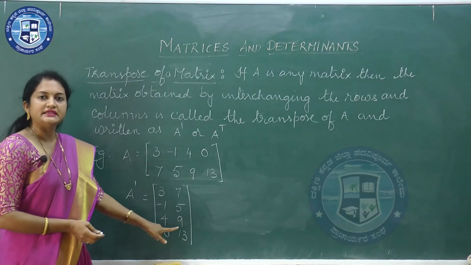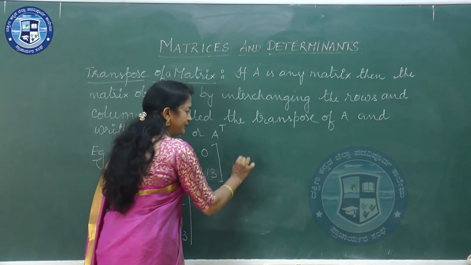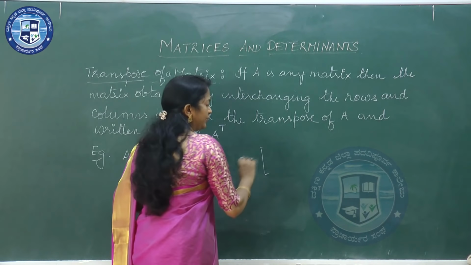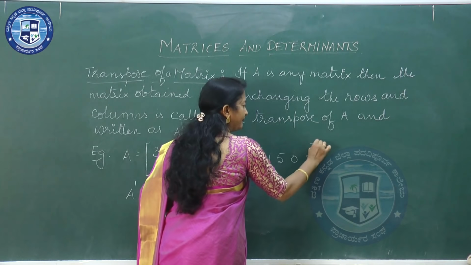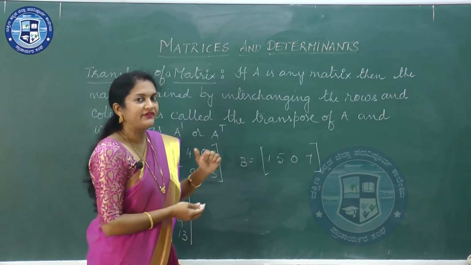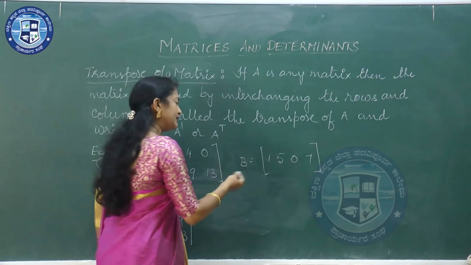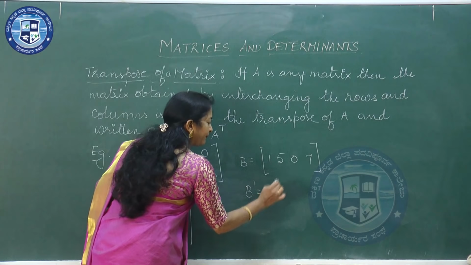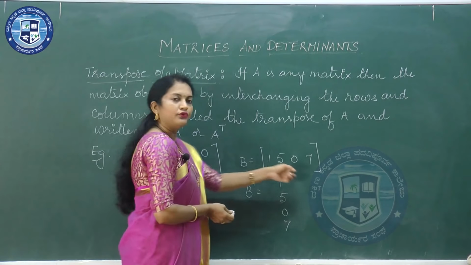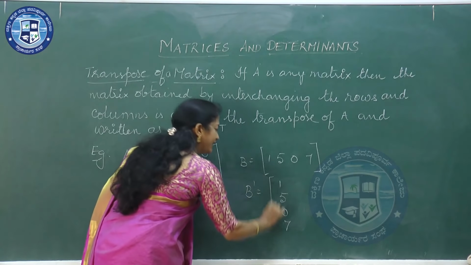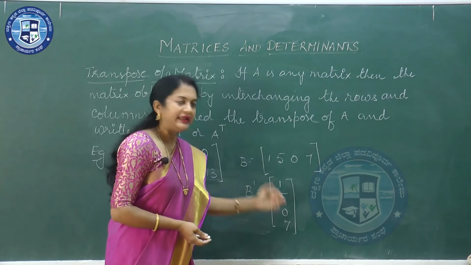Now this is the transpose of the matrix A. One more example you can take. B is 1, 5, 0, 7. Then what is the transpose of this matrix? Here there is only one row, that will become one column. So this row matrix will become a column matrix when it is transposed. So the transpose of B is like this.